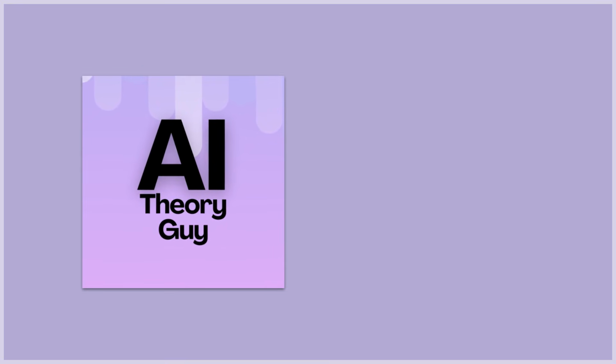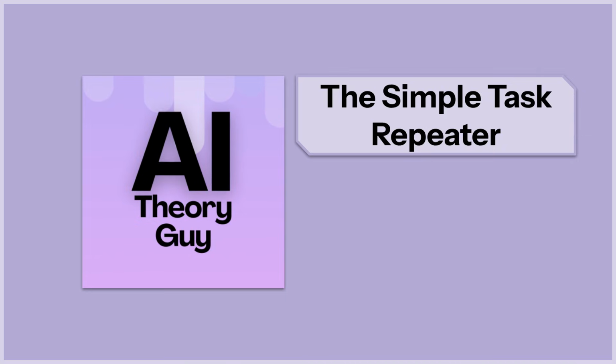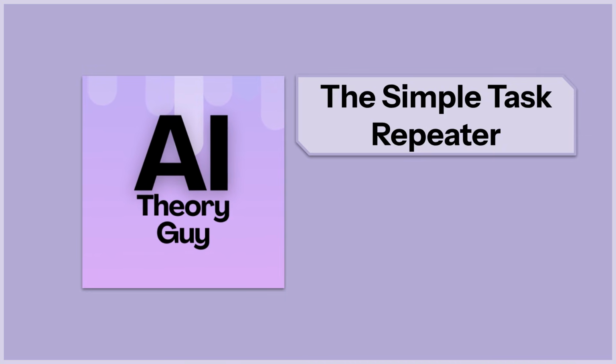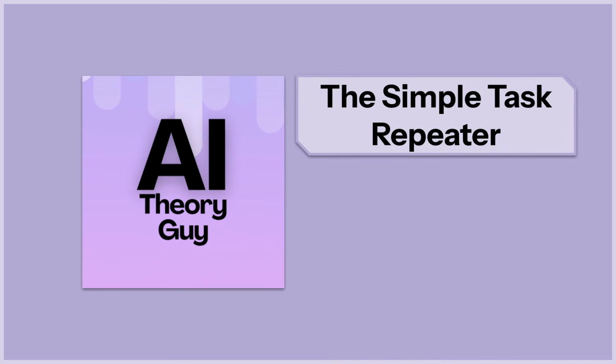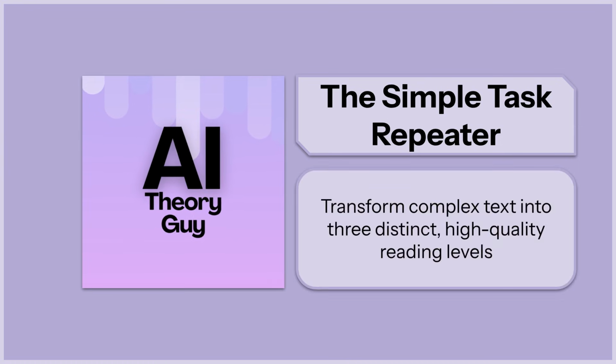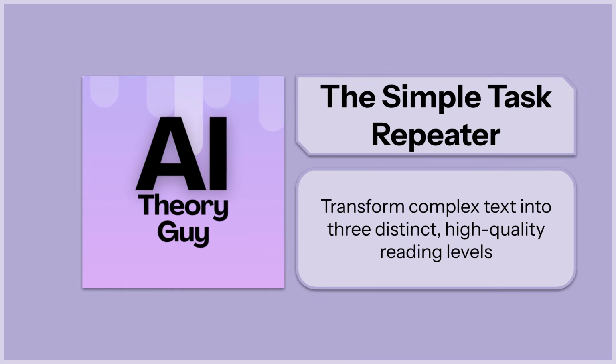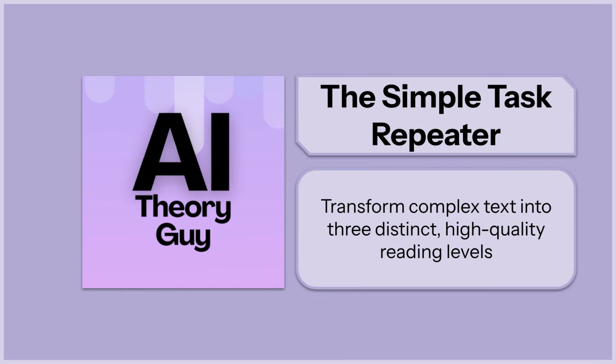Today we're looking at a fundamental concept I call the simple task repeater. We all know that high quality differentiation is one of our most powerful tools in our kit, but it's also one of the most time consuming to get right. I'm going to show you how to use a Gemini Gem to instantly transform one complex text into three distinct high quality reading levels. We're not skipping the differentiation. We're using AI theory to make it more efficient and more effective.